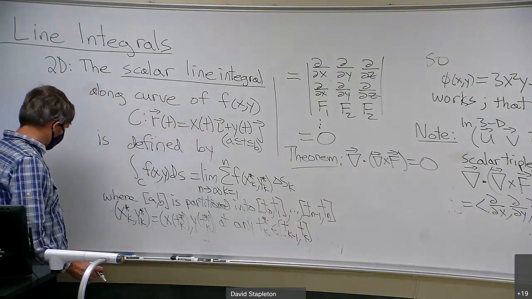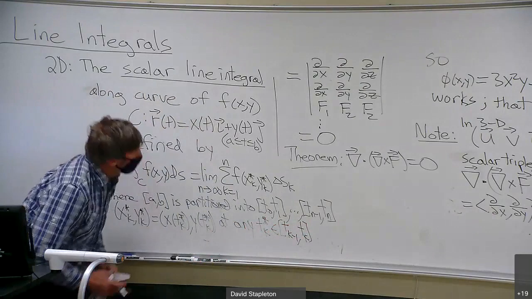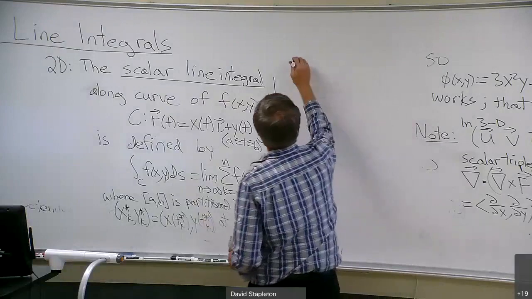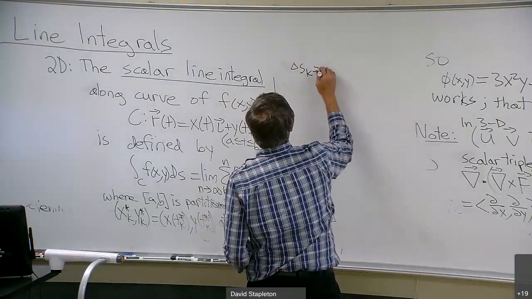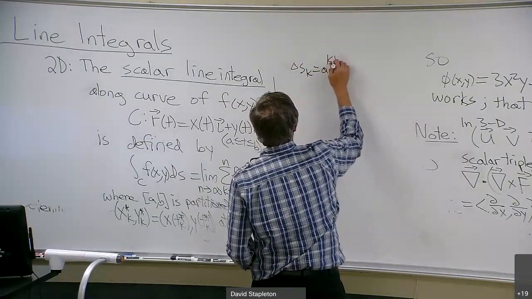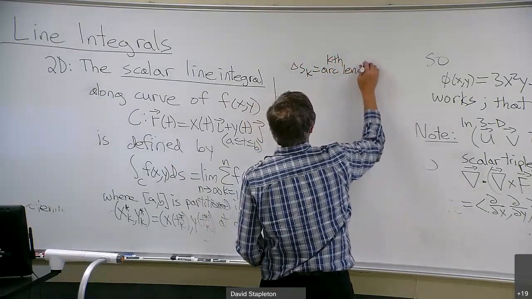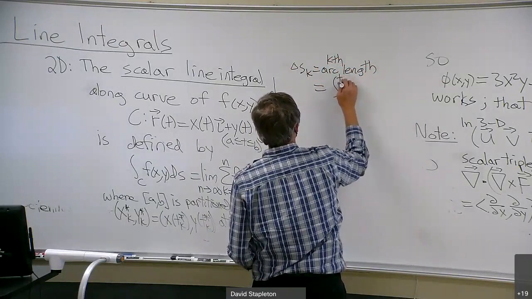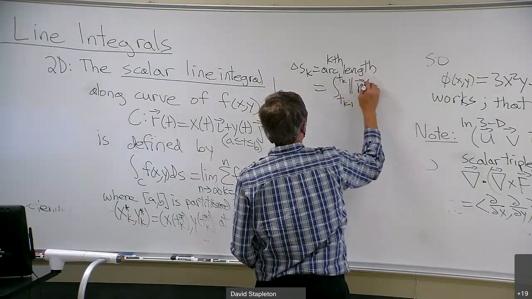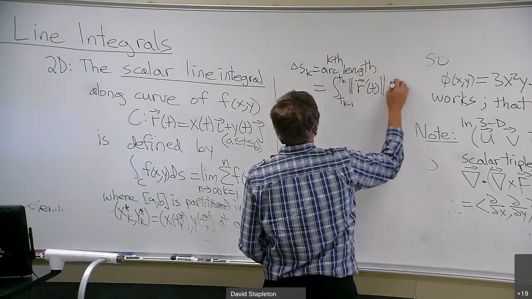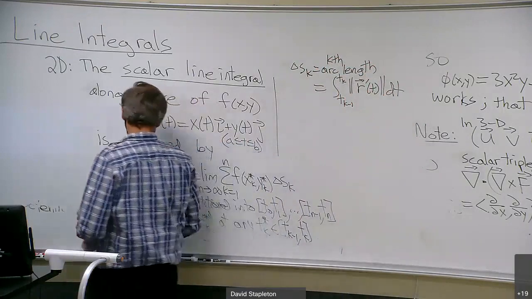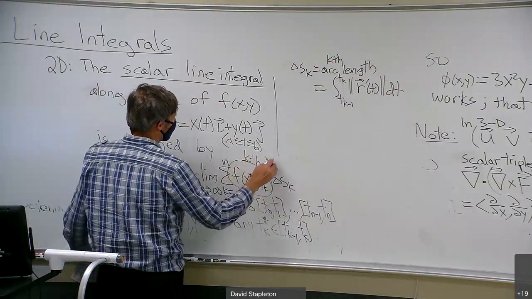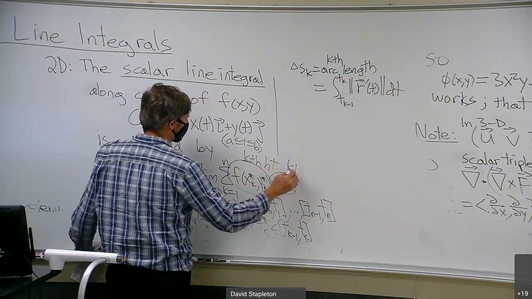And delta sk is the arc length of the kth subinterval, the kth arc length. Which, remember, the definition of arc length is the integral from tk minus 1 to tk of the length of r prime of t dt. And so then this is the kth height of a rectangle. This is the kth base.